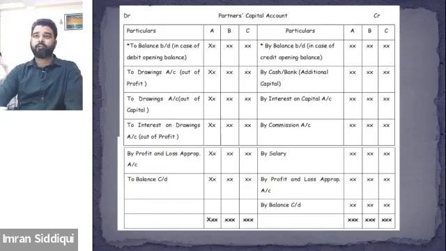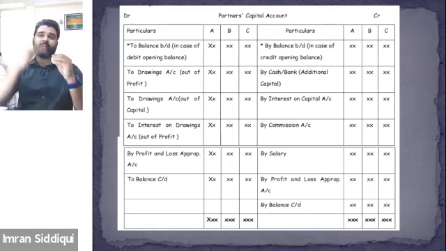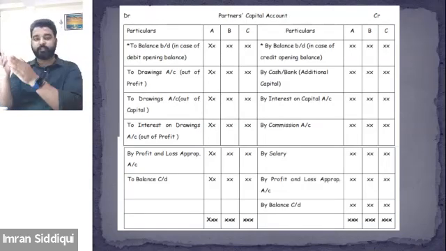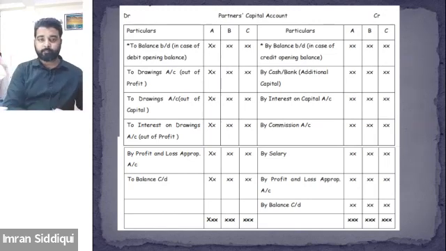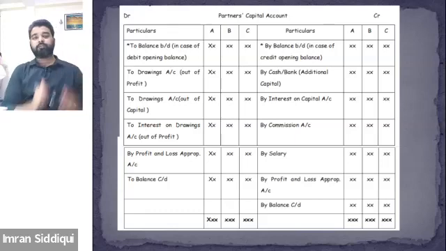Is that clear, everyone? In case of the partner's capital account, we will be forming only one account. And in this account, we will record all transactions relating to the partner. Transactions that lead to an addition in the capital, that increase the capital, will be recorded on the credit side of the partner's capital account.